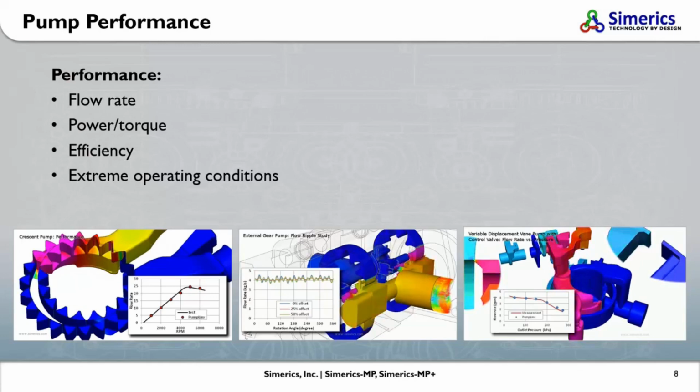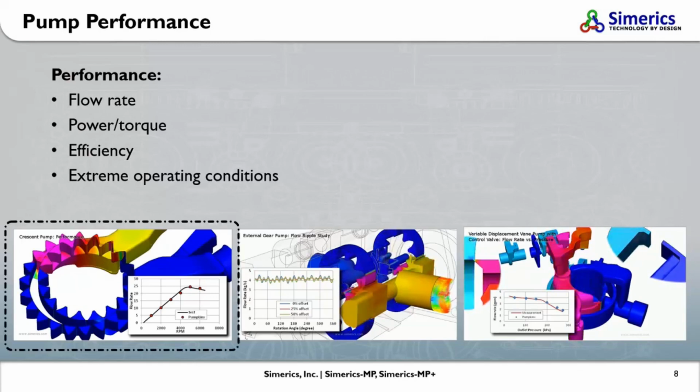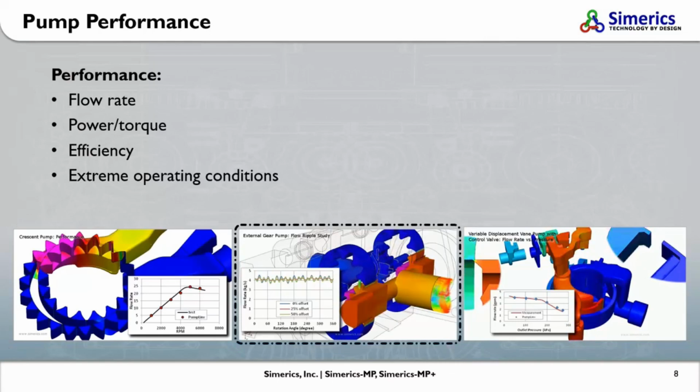This slide shows some performance prediction examples. The image on the left shows the volumetric efficiency of a crescent pump predicted by Cimerix MP Plus, compared with experimental data. The center image shows a dual-gear pump design running with a shifted phase in order to reduce flow ripple.